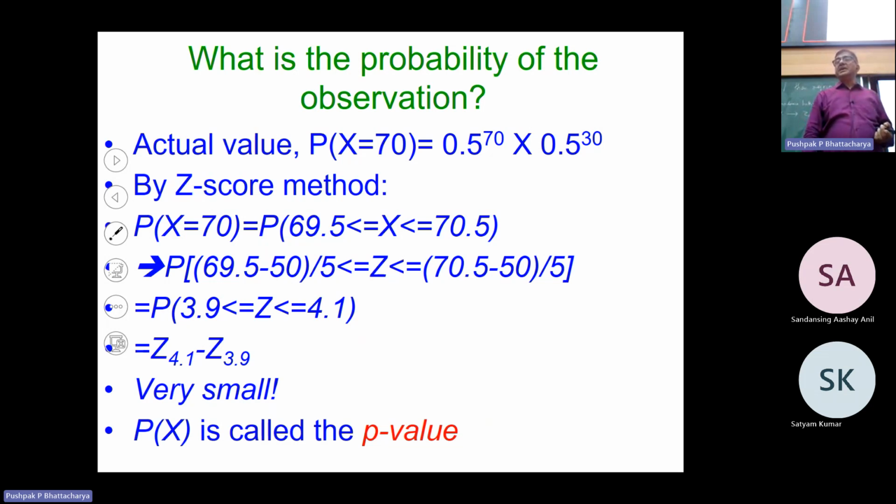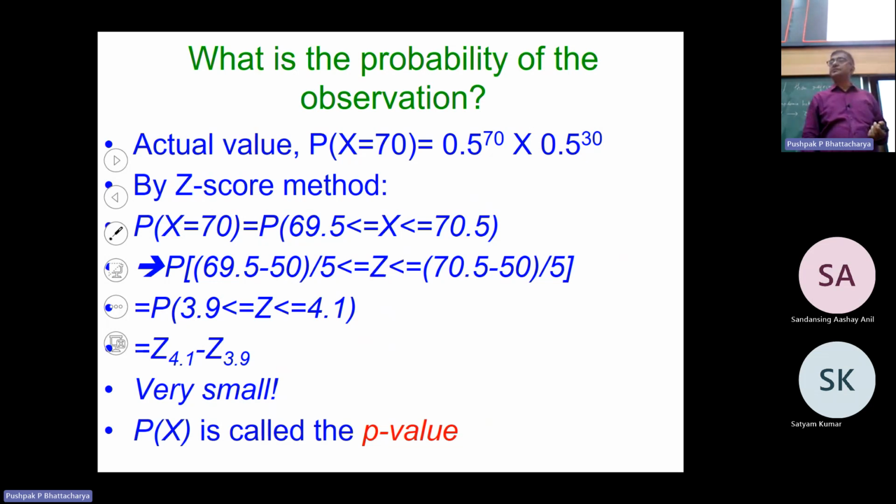Therefore, the probability of x equal to 70 is equal to the probability of x lying between 69.5 and 70.5, which is equivalent to saying Z is between (69.5 minus 50) by 5 and (70.5 minus 50) by 5. Is it okay? So Z should lie between 3.9 and 4.1. So verify that this is all right. 69.5 minus 50 by 5 is 3.9. Okay. Now Z is lying between 3.9 and 4.1. This must be equal to Z of 4.1 minus Z of 3.9.